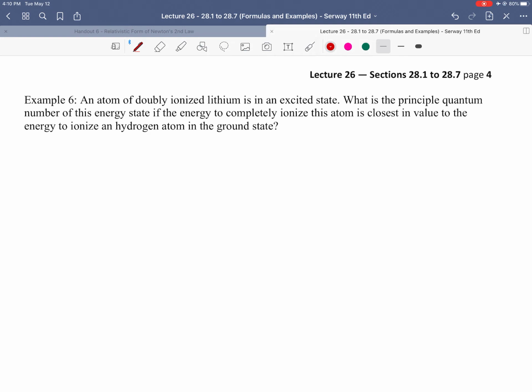Okay, so first of all, we know that the energy to completely ionize, let's collect our thoughts here. The energy to completely ionize a hydrogen atom in its ground state is how much? 13.6 electron volts. So the energy to ionize hydrogen in the n equals 1 state.